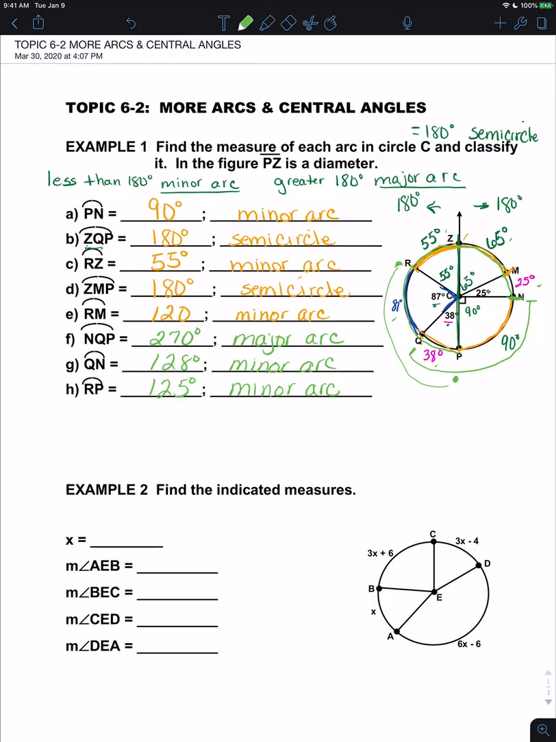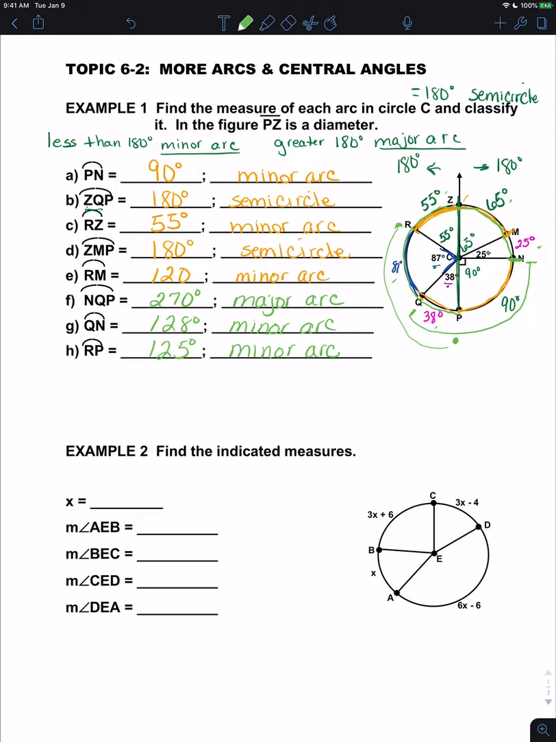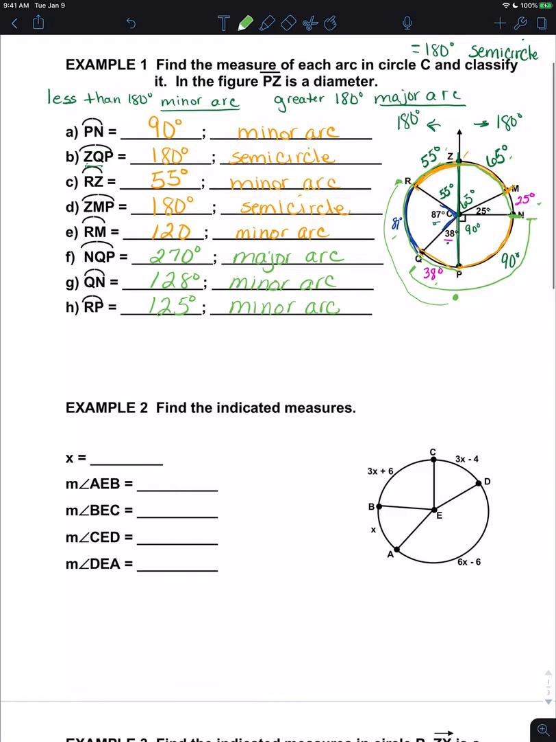Okay, so let's look at example 2. These are all labeled for us, but they're all labeled in terms of x. And we know that all of those together have to add up to 360. So let's add them all together. We've got 3x plus 6 plus 3x minus 4 plus 6x minus 6 plus x, and this all has to equal 360 degrees.